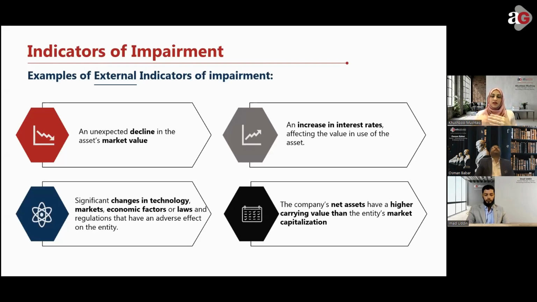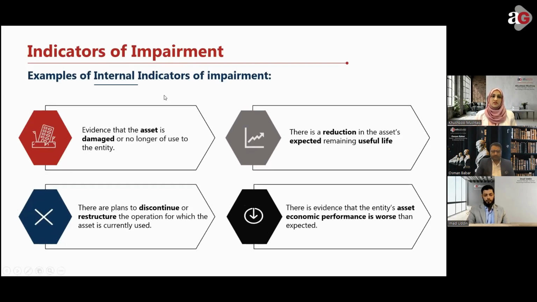And my team has actually done a lot of impairment testing for most of our clients during the COVID season. And then let's go to the next section, which is internal indicators. Again, the standard has specified a few internal indicators, which are if the asset has been damaged or if it is no longer in use.